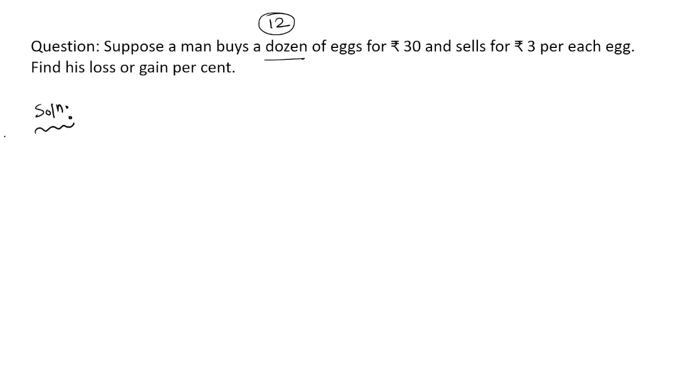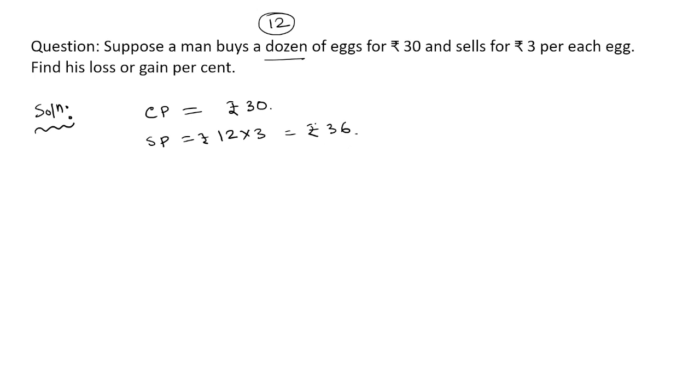So, our first job is to find the cost price and the selling price, so that we can get the profit and loss. Okay. So, here the CP, that means the total cost price, is rupees 30. So, that is straightforward, it is given in the question. And what is the selling price? Now, you see he sells 1 egg at rupees 3, but he has 12 eggs. So, the selling price is 12 into 3, that is rupees 36.